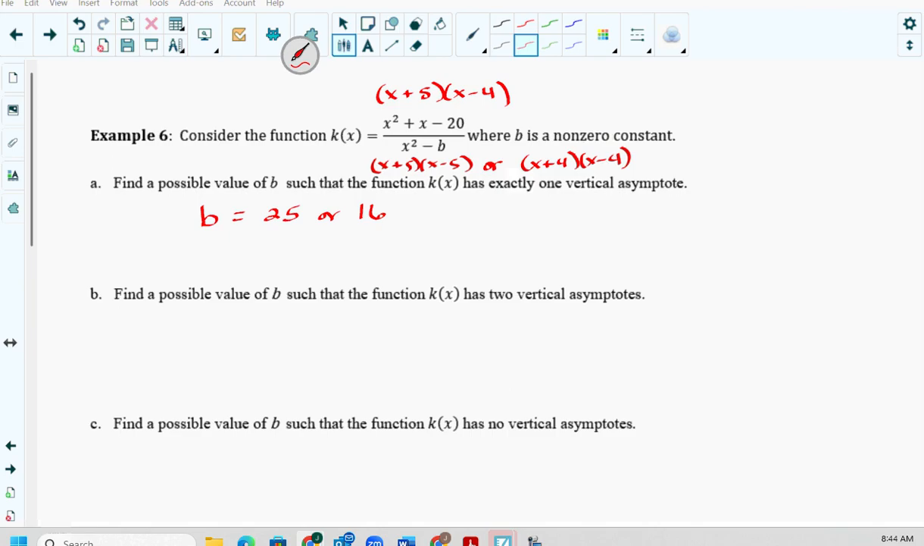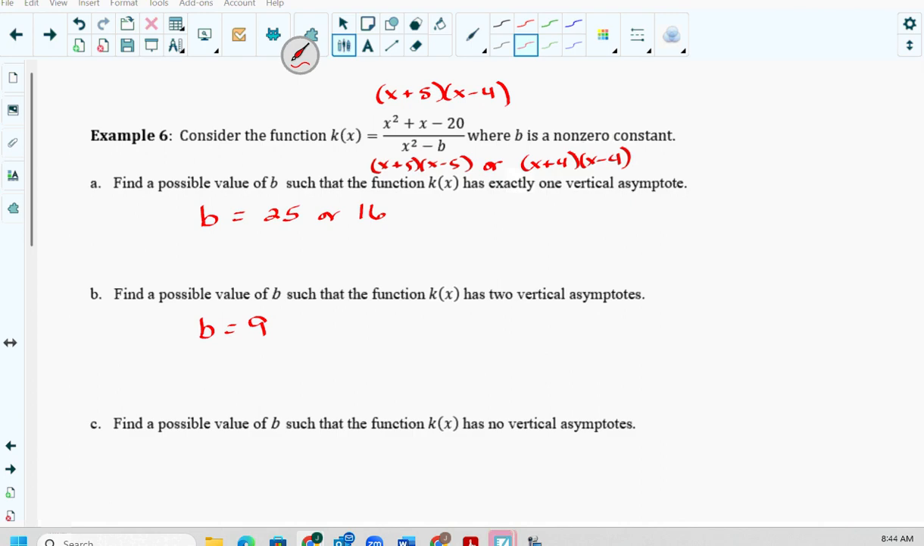Okay. So for it to have two vertical asymptotes, you need nothing to cancel. So b could really be a lot of things here, like let's say b is 9. Do you see how that would give you two vertical asymptotes, 3 and negative 3? You could pick nearly anything but 25 and 16. Okay?